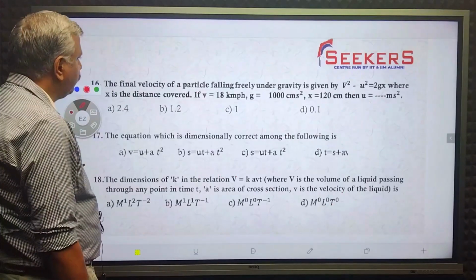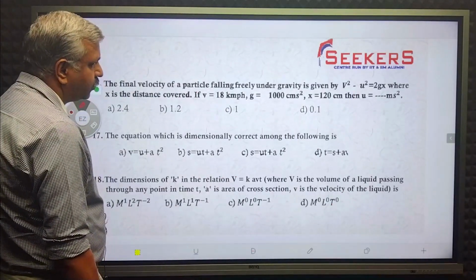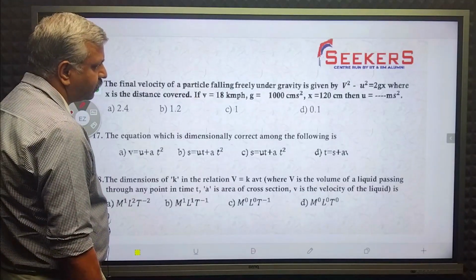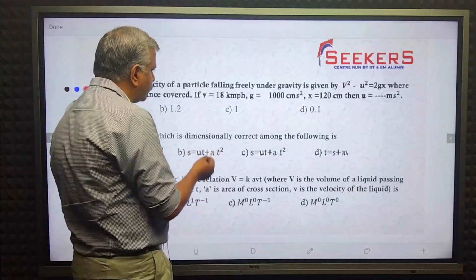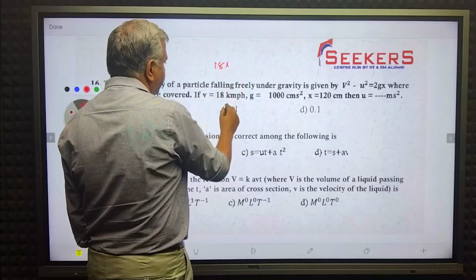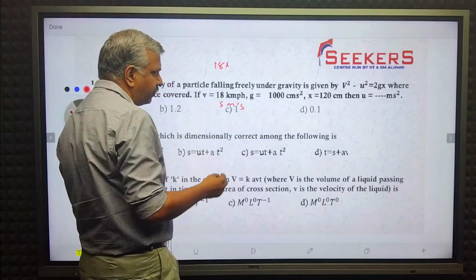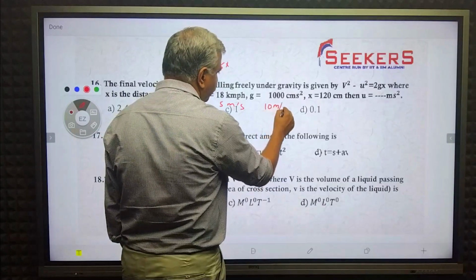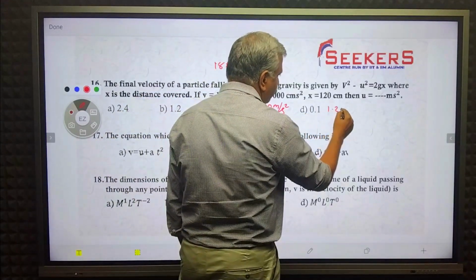The final velocity of a particle falling freely under gravity is given by V squared minus U squared equals 2Gx. If V is 18, G is this much, X is this much, then what is U, they are asking. So I have to use the correct units. V is 18 kilometers per hour, which is 18 into 5 by 18, so it is 5 meters per second. G is 1000 cm per second squared, so I'll convert it into meters per second squared, so it is 10 meters per second squared. Then X is 120 cm, so that is 1.2 meters.